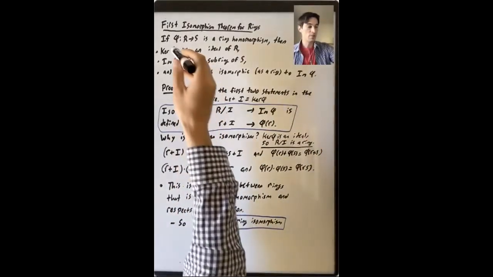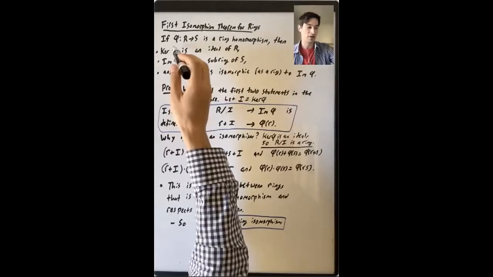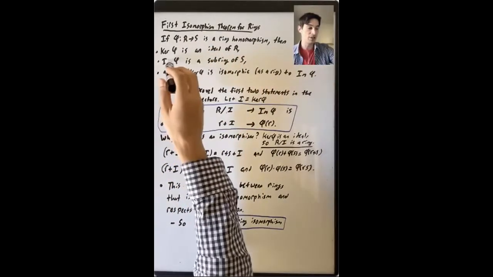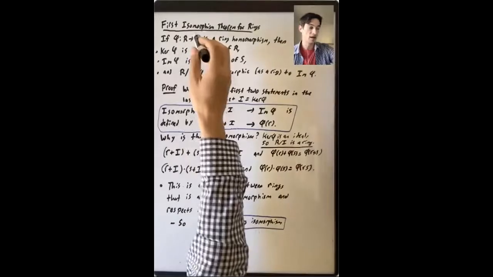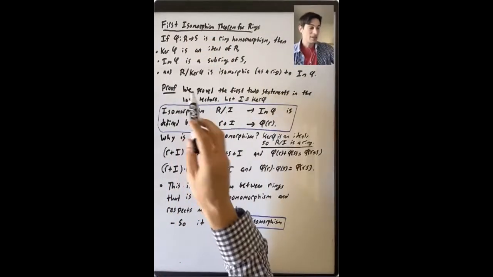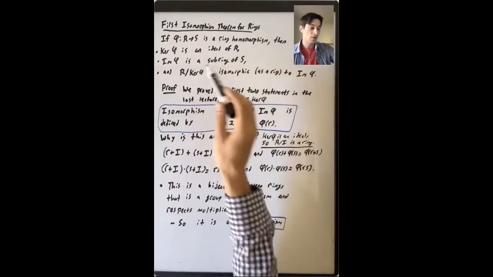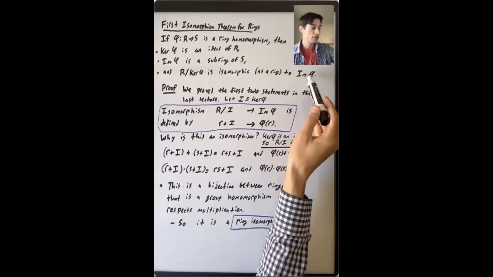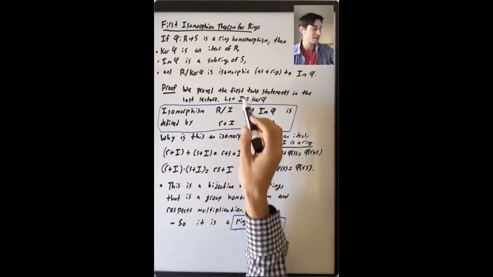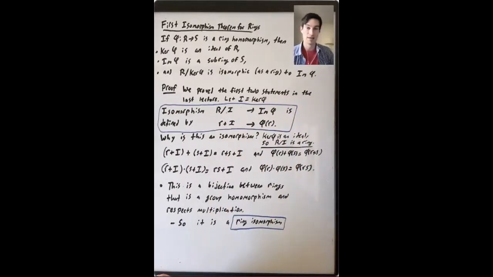Okay, so we already proved in the previous lecture that the kernel of phi is an ideal of R. And we also proved that the image of phi is a subring of S. So the only thing that we need to do is show that R mod the kernel of phi is isomorphic to the image of phi. So for notational convenience, let's let I be equal to the kernel of phi.